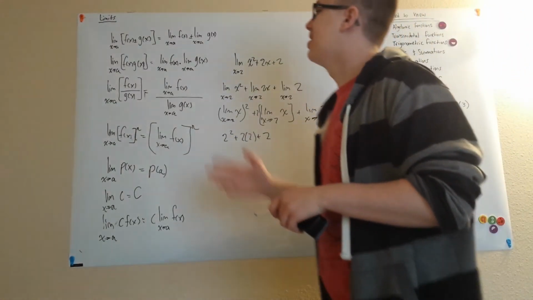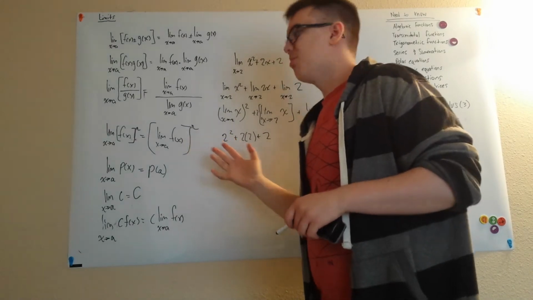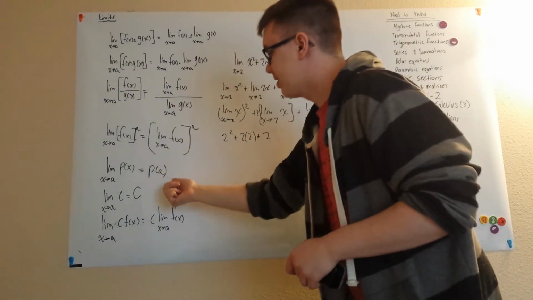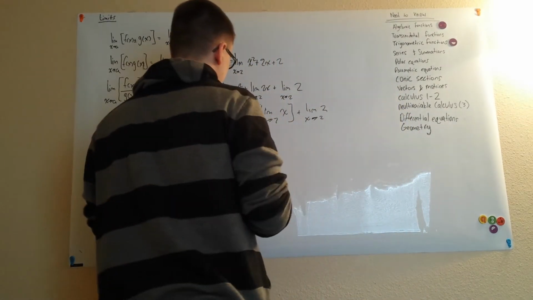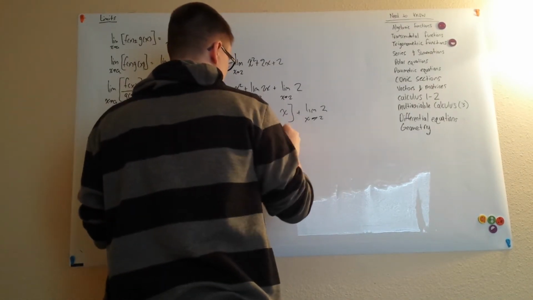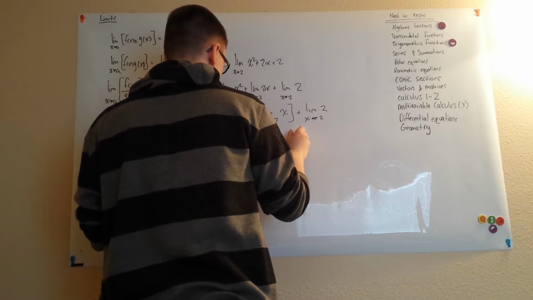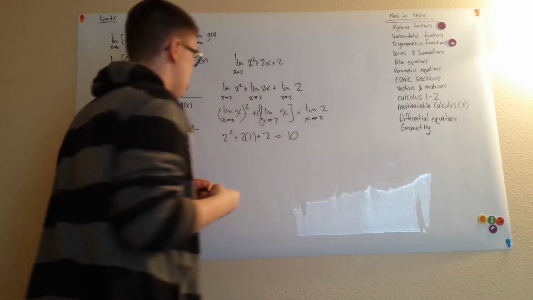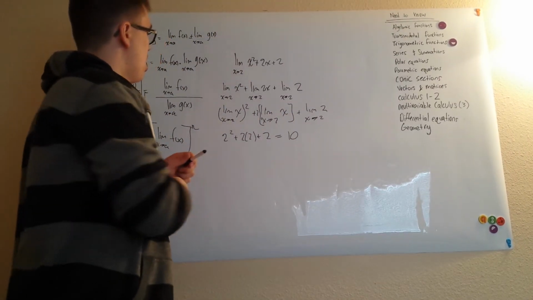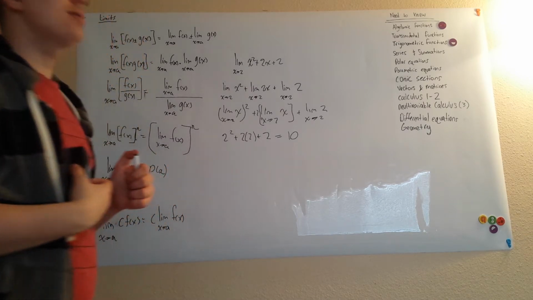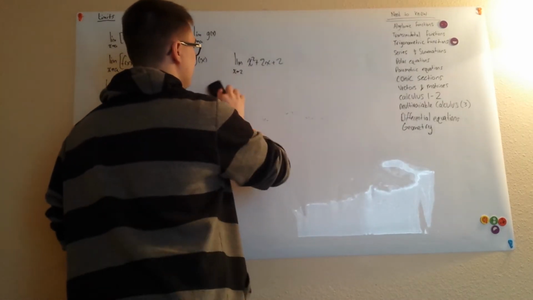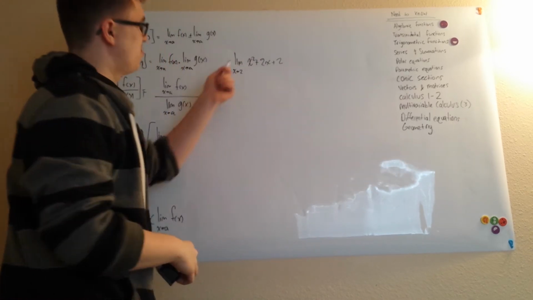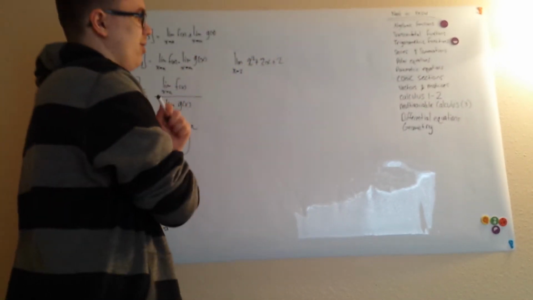And that is why you don't really use these rules. Because from all these rules, you actually get that. And this would be what? 4 plus 4 plus 2, which is 10. Huh? Kind of unnecessary. We could have just gotten that from the start. We could have just plugged in 2 because it was a polynomial.